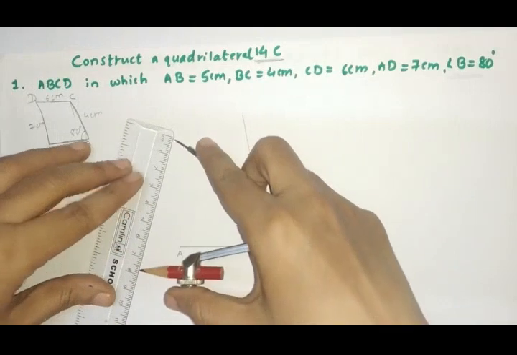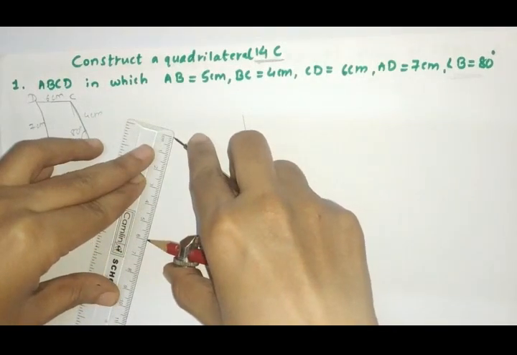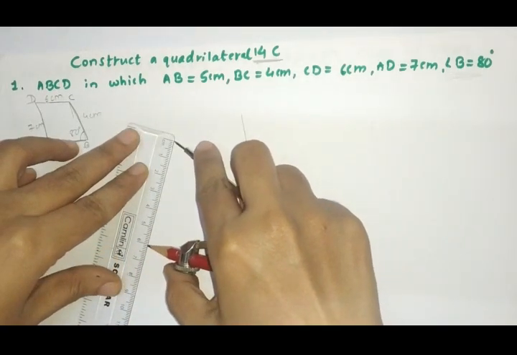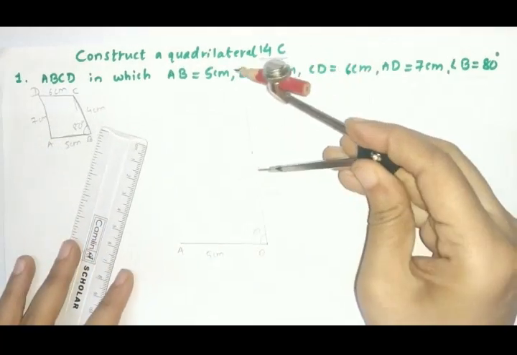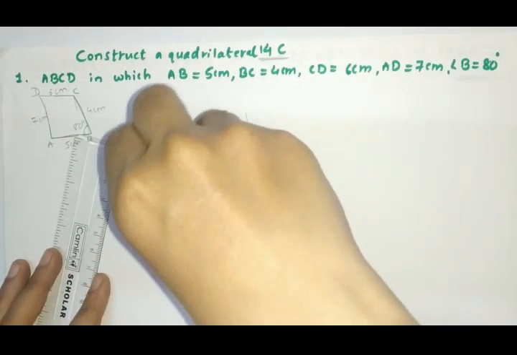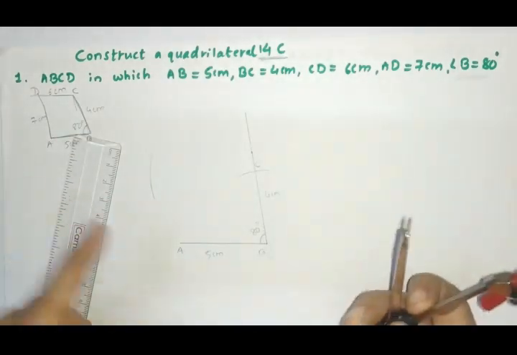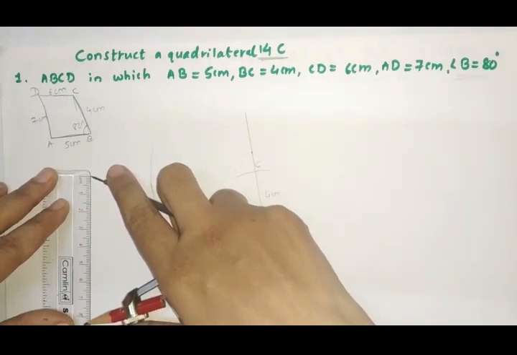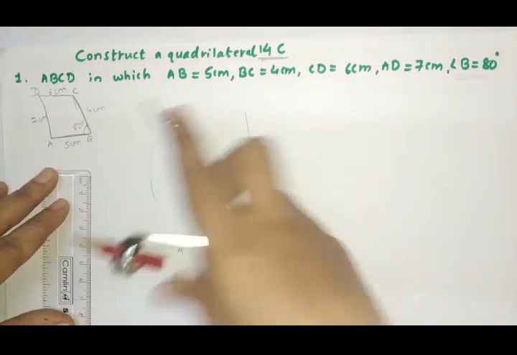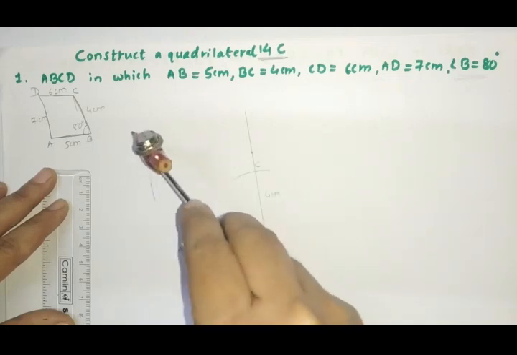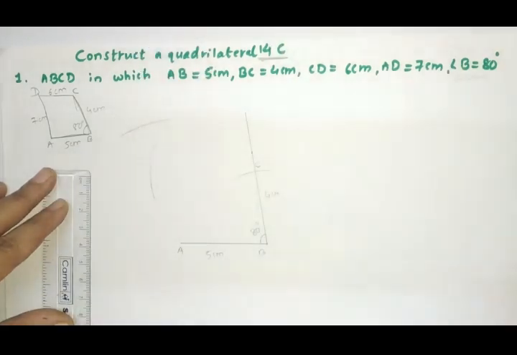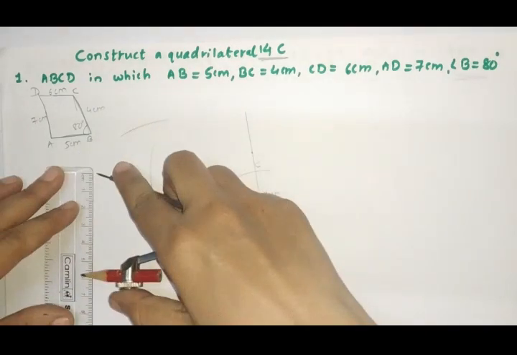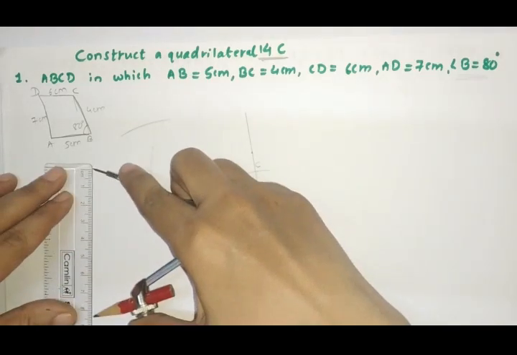Now we need to take from C to D 6 centimeter. So we'll take a 6 centimeter radius. Somewhere a point D is going to come. We don't know exactly, but we'll take from A to D 7 centimeter. So from this point you cut this arc, and it is going to come here. Again the C to D distance 6 centimeter we will take, so that the intersection will meet.